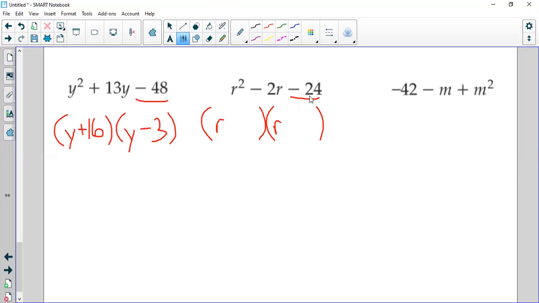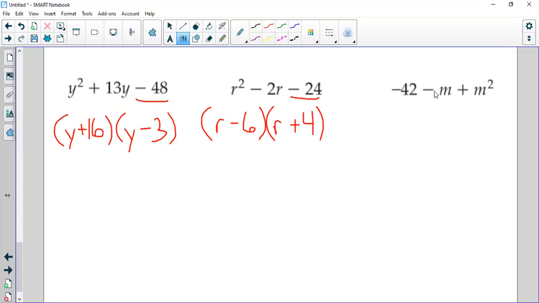Factors of 24. Well, let's see. 12 and 2 subtracts to make 10. No. 8 and 3 subtracts to make 5. No. 6 and 4 subtracts to make 2. So 6 and 4 go into my parentheses. Now, one of these has to be a plus, one of these has to be a minus. I need to get a negative 2, so that means I need to have a negative 6 and a positive 4. Because positive 4r and negative 6r makes my negative 2r. And negative 6 times positive 4 when I FOIL the lasts gives me negative 24.